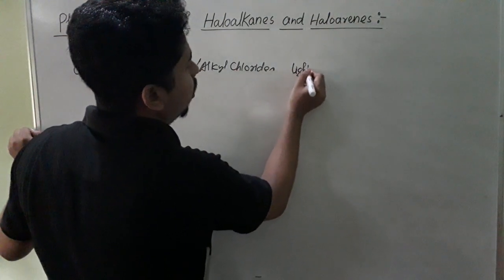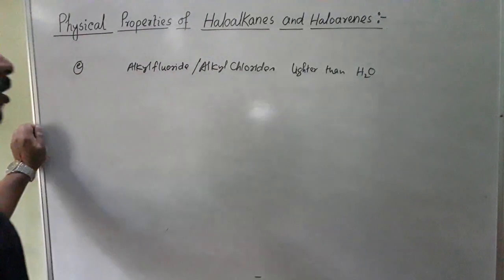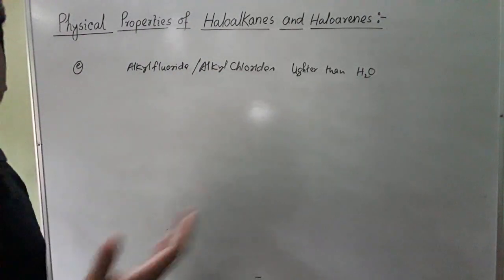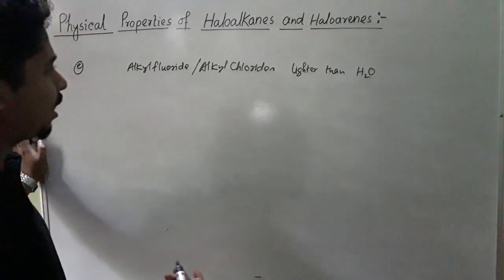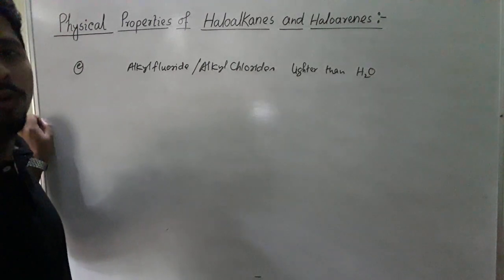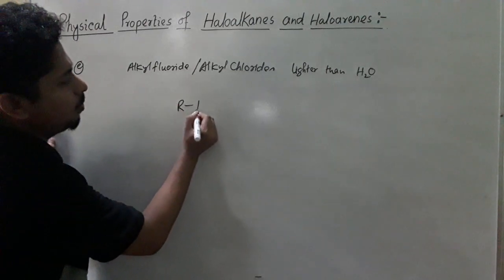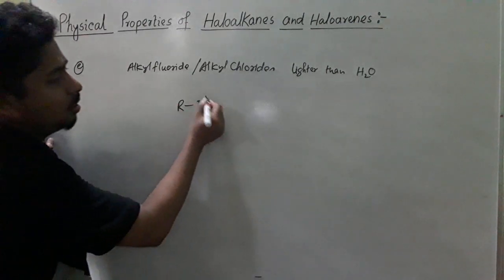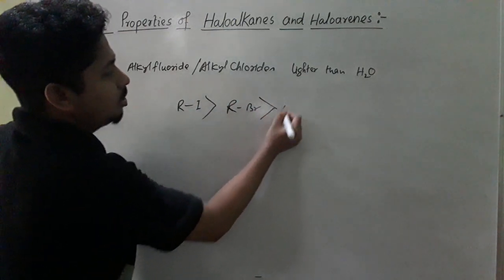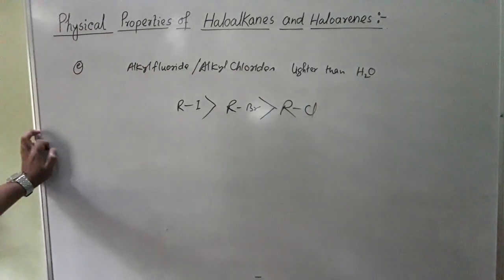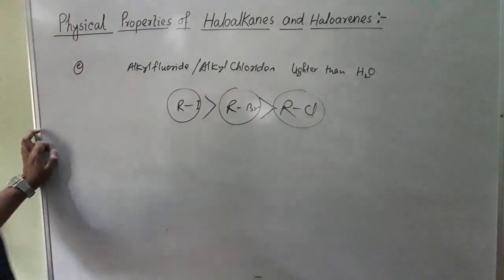They are lighter than H2O. But the bromides and iodides are heavier than water molecules. They are heavier than water. And for these haloalkanes, the density increases with the increase in molecular mass. Suppose if you consider RI, alkyl iodide, then it will have a higher density than alkyl bromide, RBr, then RCl. So these molecules will have higher density than the bromide, than the chloride.